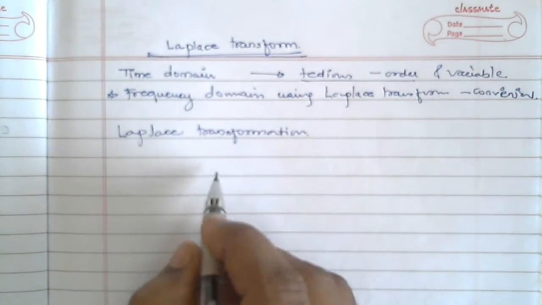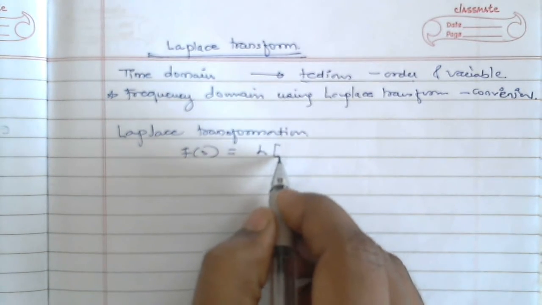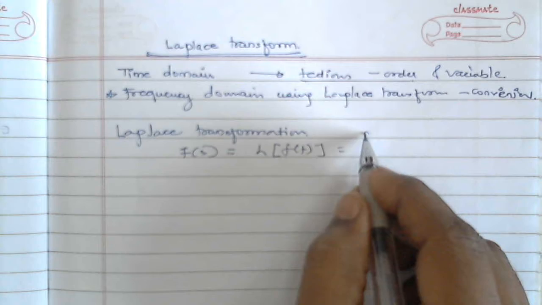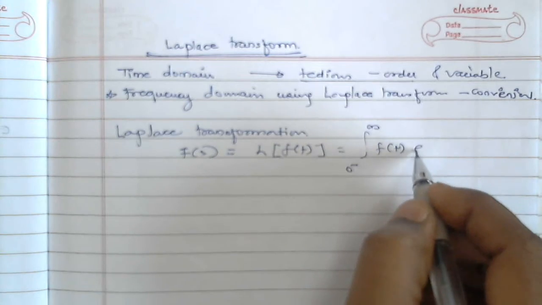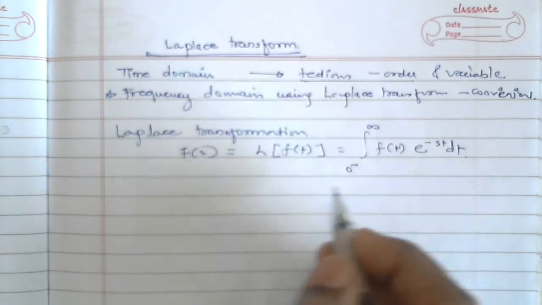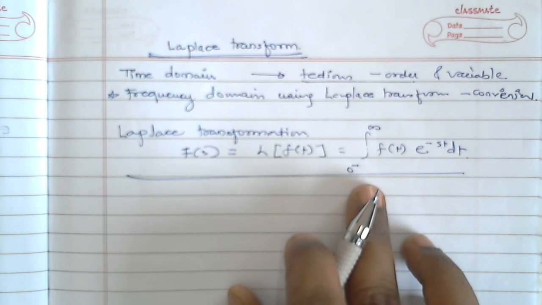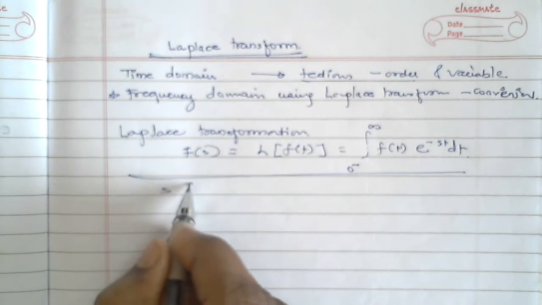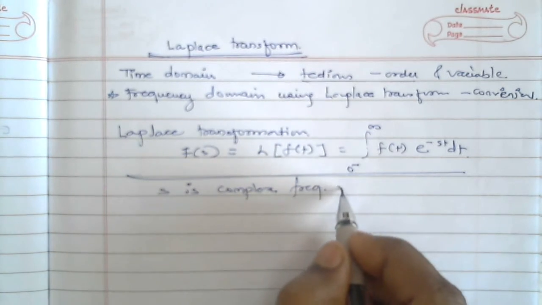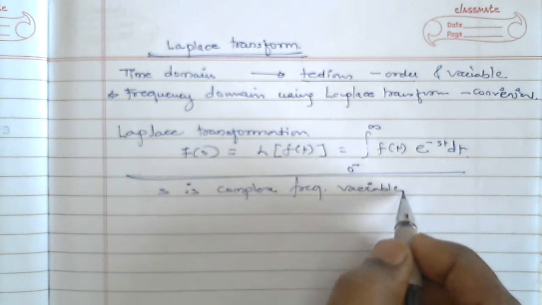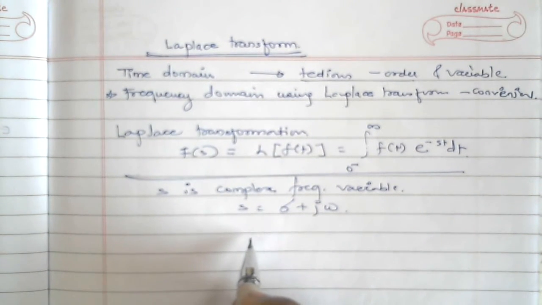Okay, so the Laplace transform of function f of t is given as F of s equal to Laplace f of t equal to the integration from 0 minus to infinity of f of t e raised to minus st dt. Okay, this is a very basic equation and you should know it as we are going to use it everywhere in this particular chapter. Now here s is the complex frequency variable, which is given as s equal to sigma plus j omega, right?